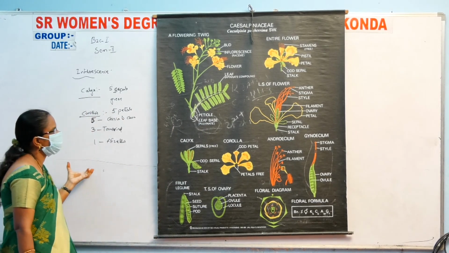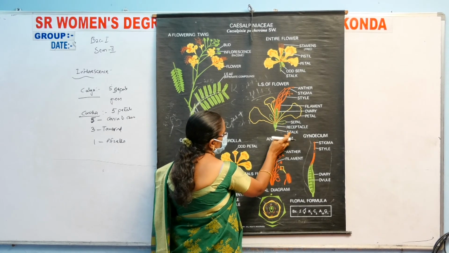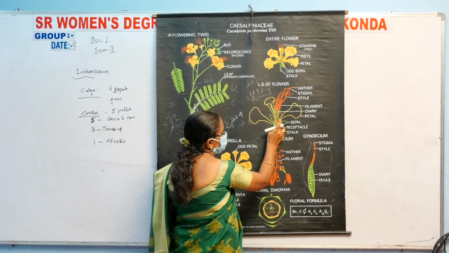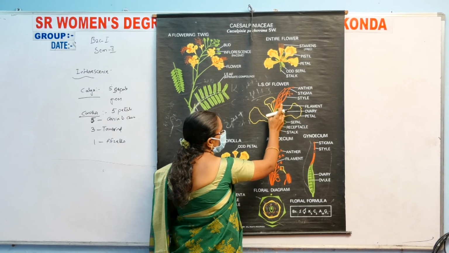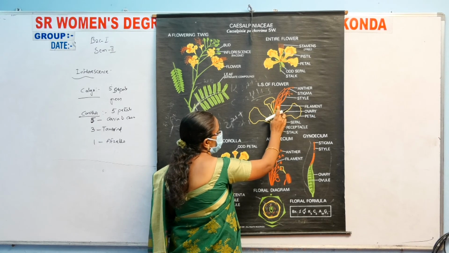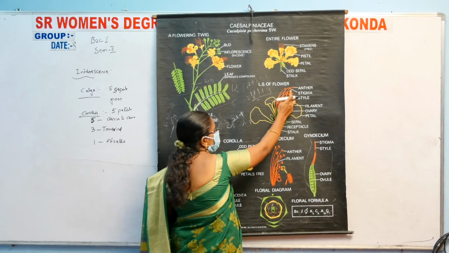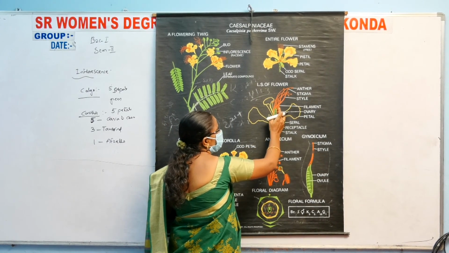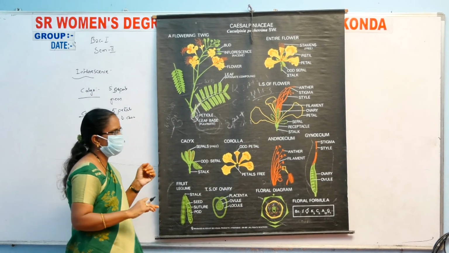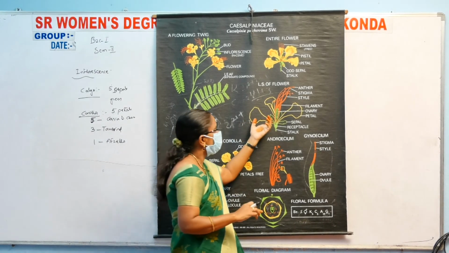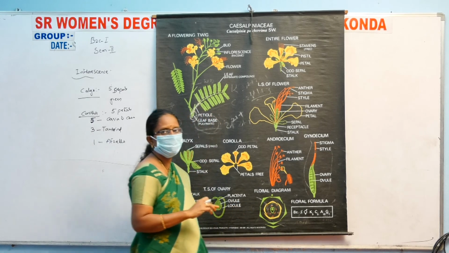This is the LS of the flower. The LS flower consists of the stalk and receptacle. The sepals and petals are present. The ovary is also present, and these are the stamens, and the style and stigma. The ovary bears the style and stigma. The stamens consist of the filaments, connective and anthers. This is a complete and bisexual flower. But this is a zygomorphic flower. Some flowers are actinomorphic and some are zygomorphic.